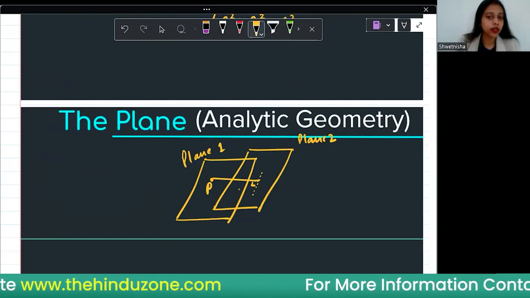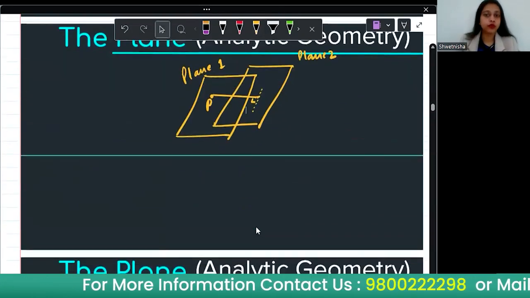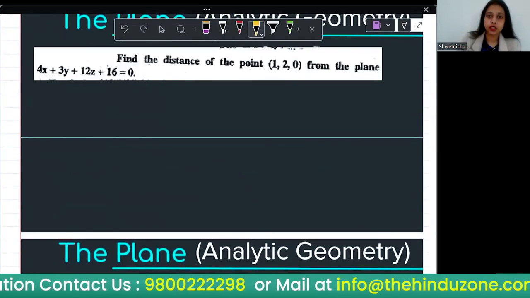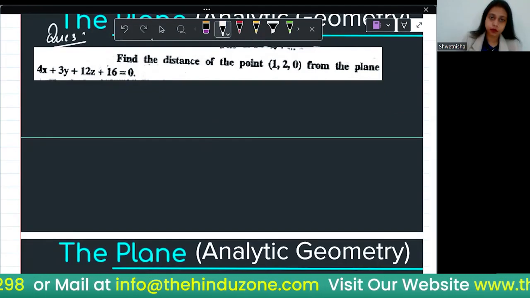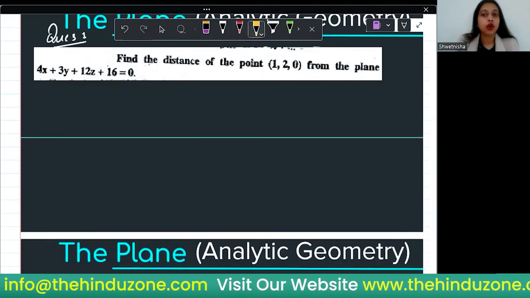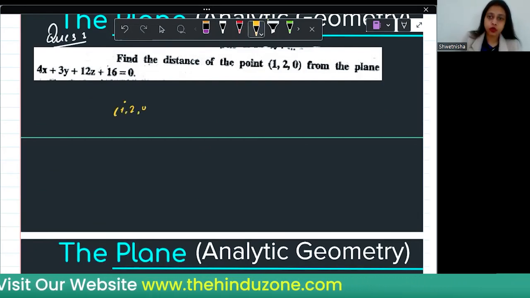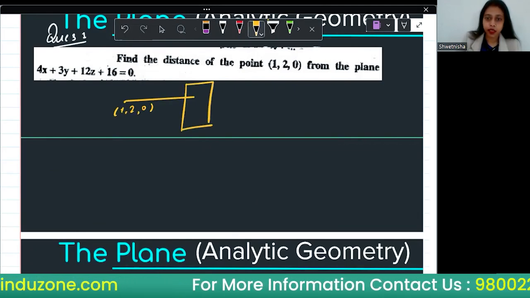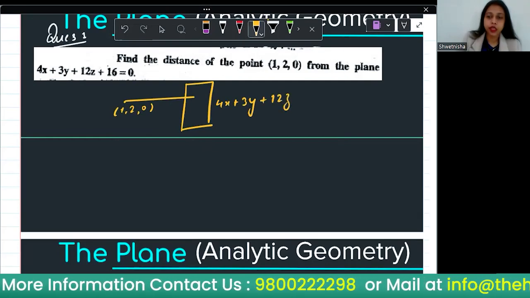And you know how to find that perpendicular distance. So this will also help you to find the distance between two parallel planes. Next. Find the distance of the point (1, 2, 0) from the plane. The plane is given to be 4x plus 3y plus 12z plus 16.